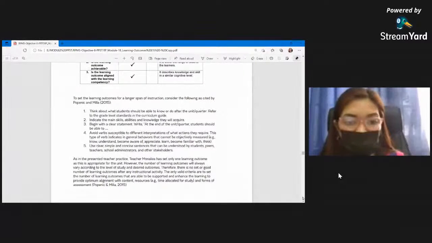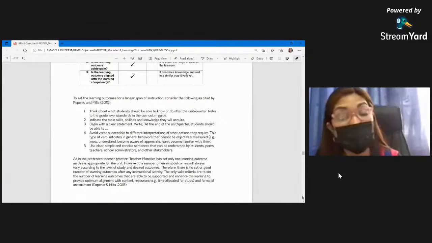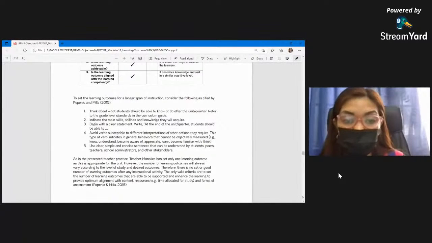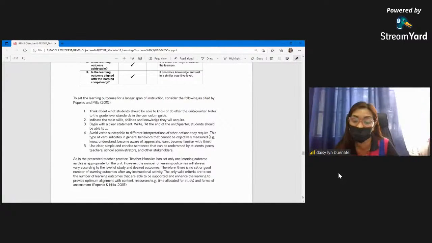Use simple and concise sentences that can be understood by students, peers, teachers, school administrators, and other stakeholders. So dito sa learners, use clear, simple, and concise sentences that can be understood by students. Kay maggamit-gamit ka darag mga onan ba grade 1 yung mga estudyante, yung mga ginagamit na mga words mga lisod kaayo, magpa-spelling kag mga supercalifragilisticexpialidocious, so dili gyud na masabtan sa mga grade 1. So clear, simple lang, and concise sentences and words.